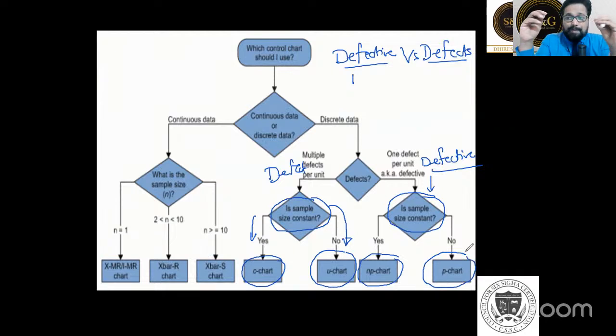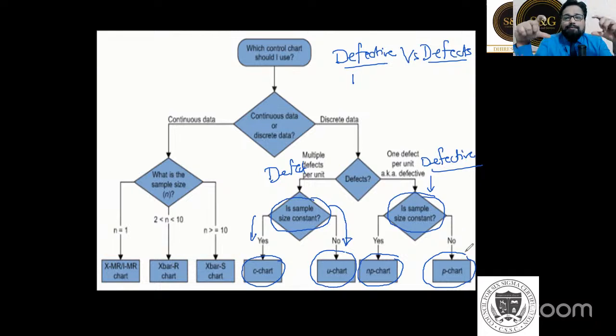Now, do you have to remember this? There are only 4 control charts: C chart, U chart, NP chart, and P chart. There are only 4 control charts you have to use. So there is nothing to remember much. Only 4 control charts we have to remember.